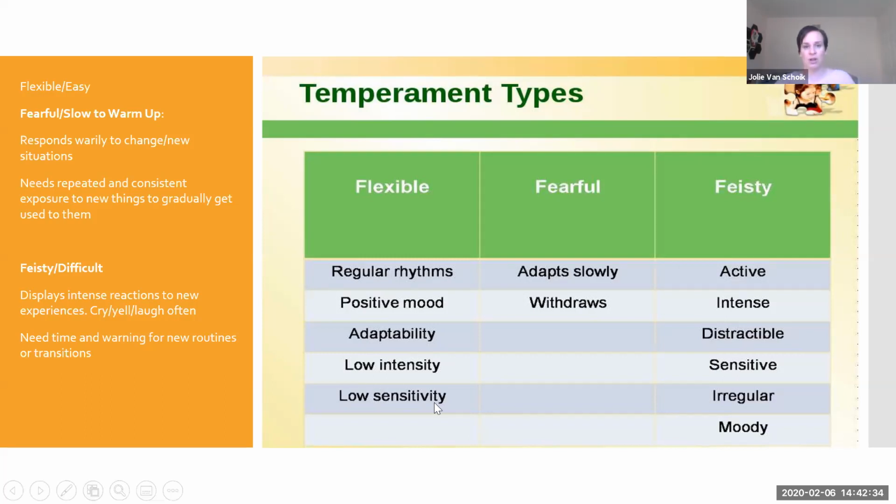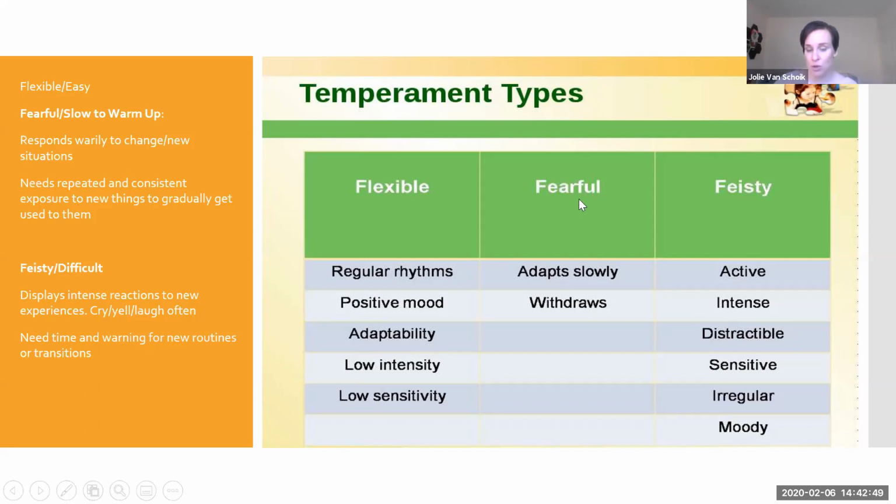So if you took a flexible child to Disneyland, they could stay all day, 12 or 16 hours with you, walking around, looking at everything, going on the rides. They're going to wait well in line. That might be the flexible child at Disneyland.